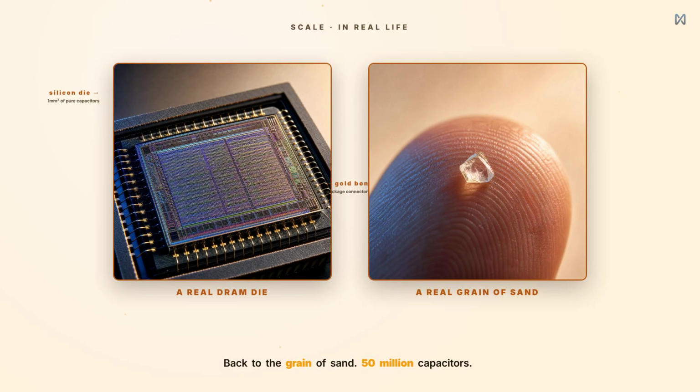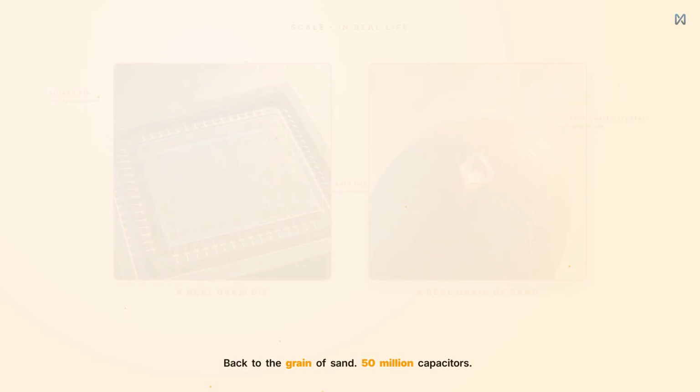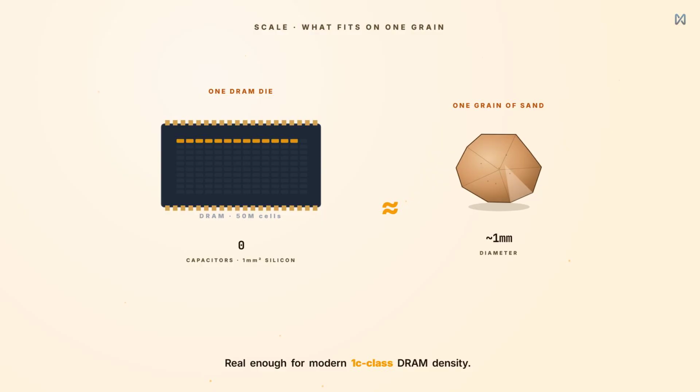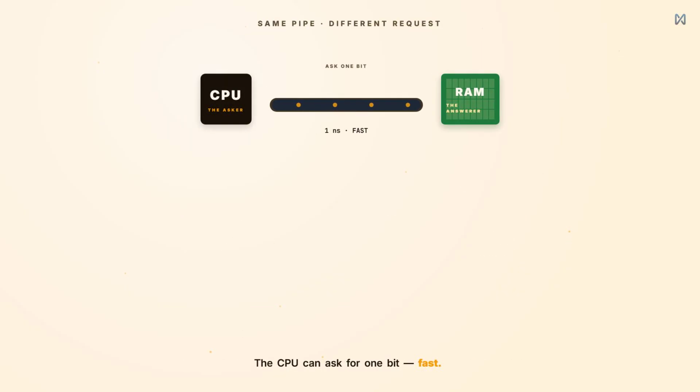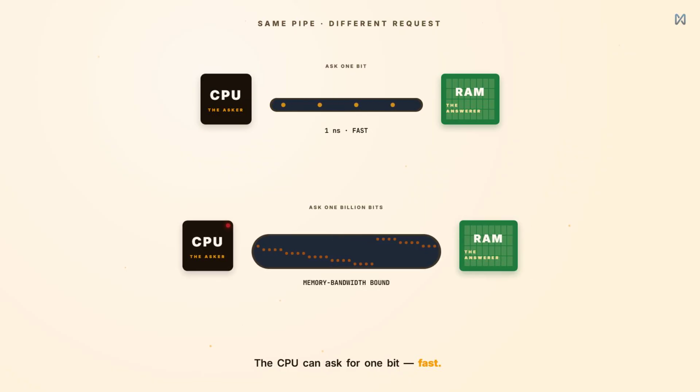Back to the grain of sand. 50 million capacitors. That is real enough as a scale model for modern 1C class DRAM density. The hard part is no longer only making them smaller. The hard part is feeding them. The CPU can ask for 1 bit fast. Asking for 1 billion bits in a row, the actual shape of running an AI model, is slow.